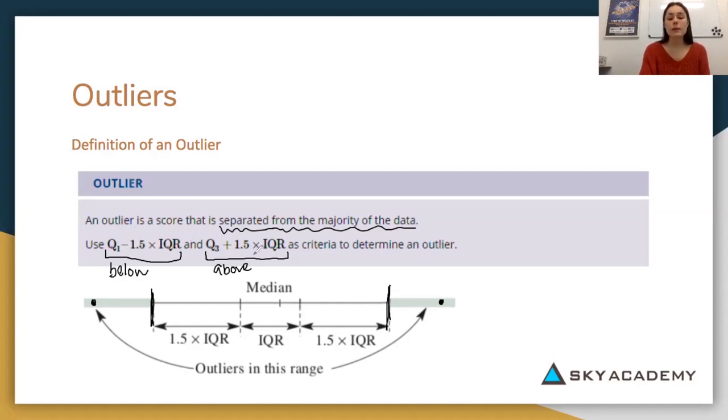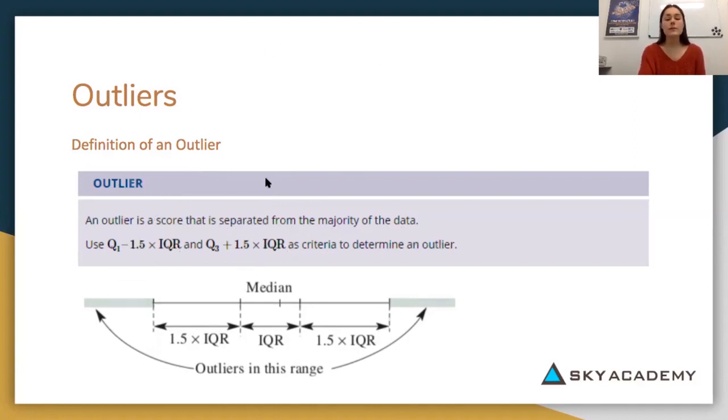So when we use these two formulas, you get a value. So for example, if you do one for below and you get a value of 5, and you do one for above and you get the value of 16, anything below 5 would be considered an outlier. So 5 would be the cutoff point, and anything above 16 would be considered an outlier. So 16 would be the cutoff point. So that's what outliers are and how to calculate them.